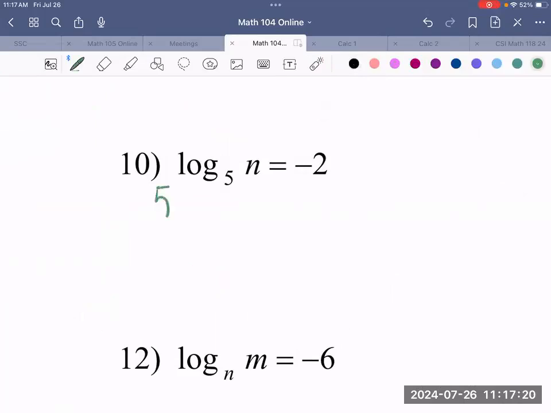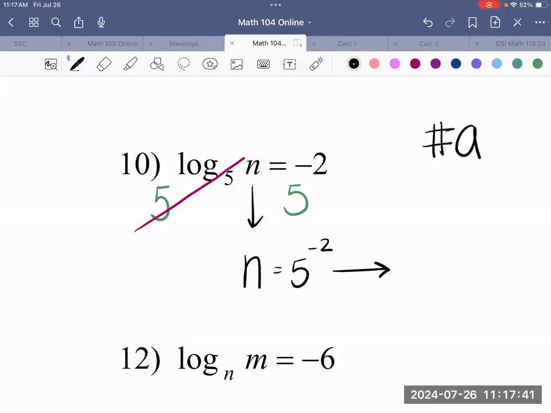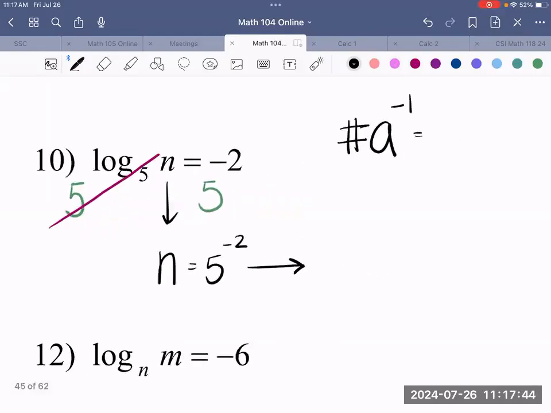So this one, I'm going to just write the same base on either side. They cancel each other out. The n drops. So we have n is equal to 5 to the negative 2. Now we don't typically see negative exponents. So if we have a negative exponent, we end up changing its position. So for example, if we had some number times a to the negative first power, we're going to change the position of just a, just the value that has the negative exponent. So by changing the position, if it's located in the numerator, we're going to drop it down and put it into the denominator. So in our case, we just have 5 to the negative 2, second power.